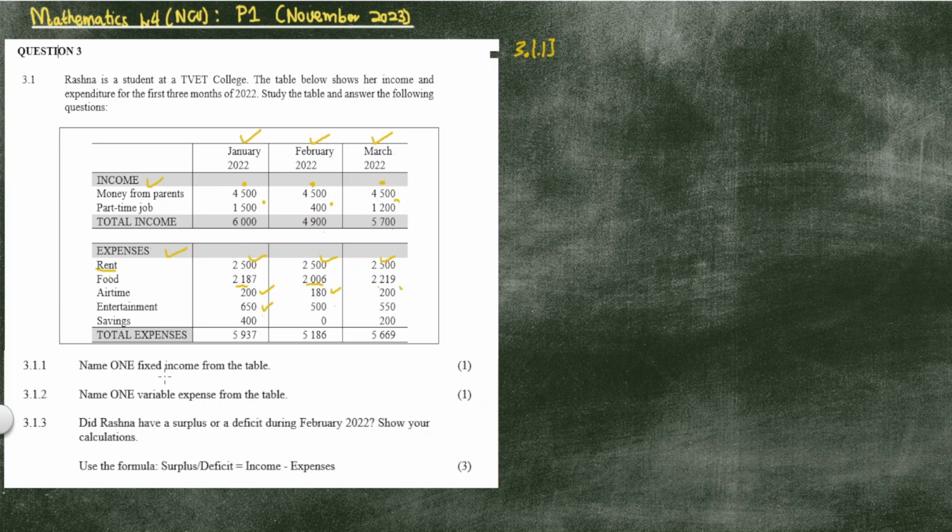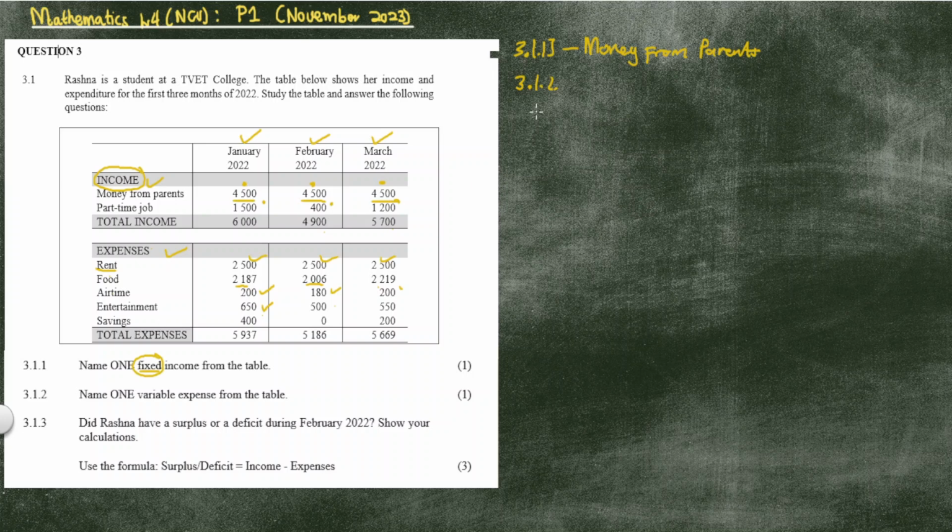So, name one fixed income from the table. Fixed is something that does not change. So from the income part of the statement, the thing that doesn't change, what is it? It's the money from parents. 3.1.1, just look at it. Money from parents is 4.5, 4.5, 4.5. It's fixed. It doesn't change.